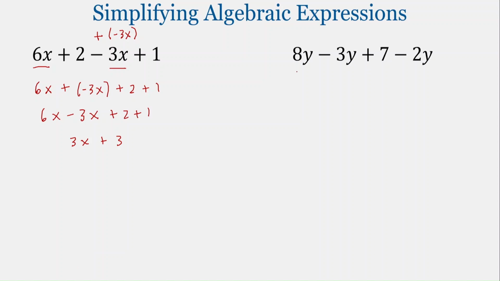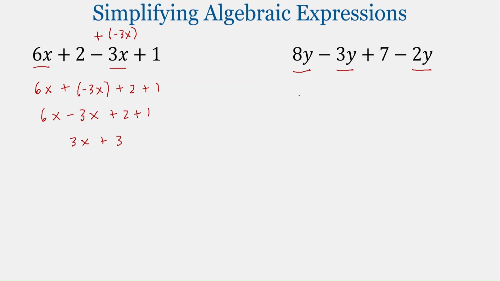Second problem, let's identify those like terms. We have 8y, y raised to the first power, minus 3y, it's y raised to the first power, plus 7, we have a numerical term, minus 2y. And once again, it's y raised to the first power. So we have 3 like terms in this problem.